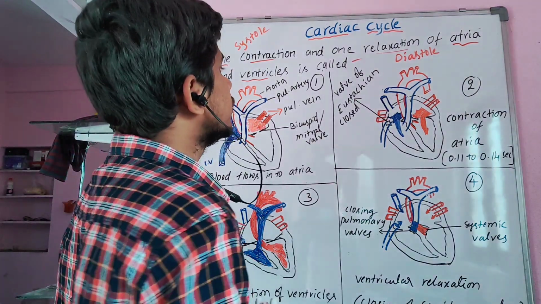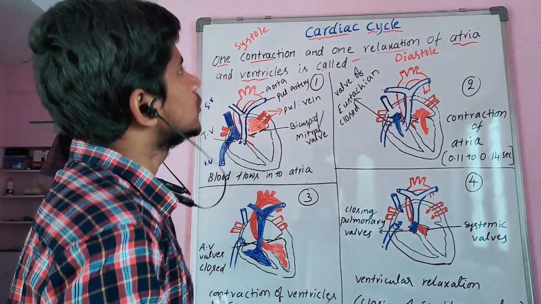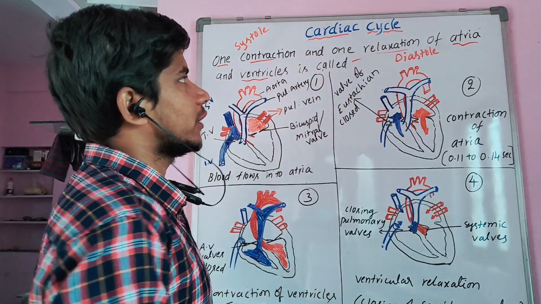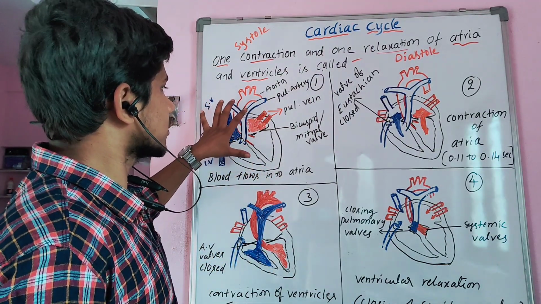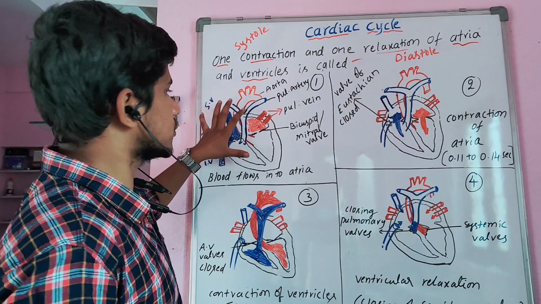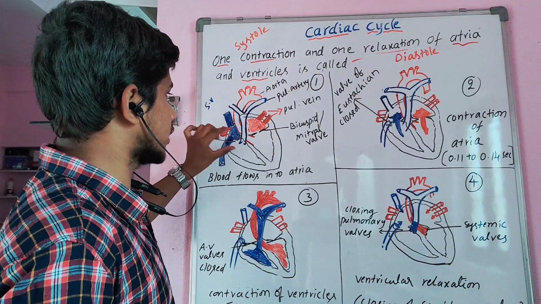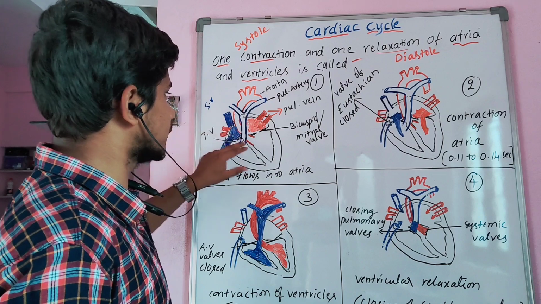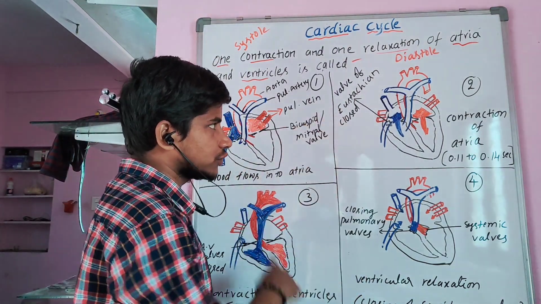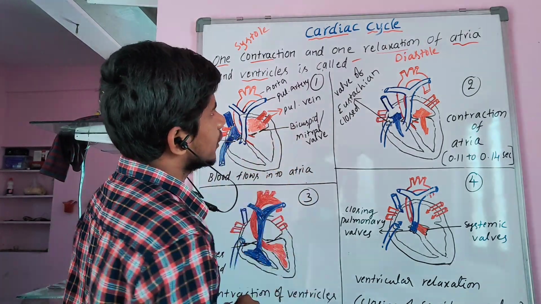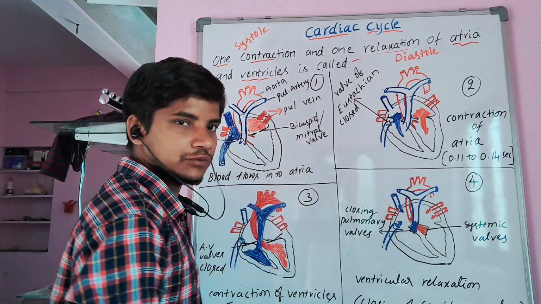Okay, in this video we will be discussing the cardiac cycle. So what is the cardiac cycle? In the previous video we have already discussed the internal structure of the heart, the various blood vessels attached to the heart and their names, and the valves. In this video we will discuss how the blood is flowing through the heart, what the cardiac cycle is, what contraction is, and what relaxation is.